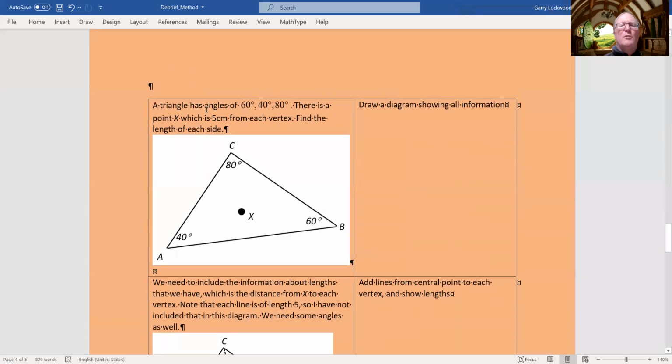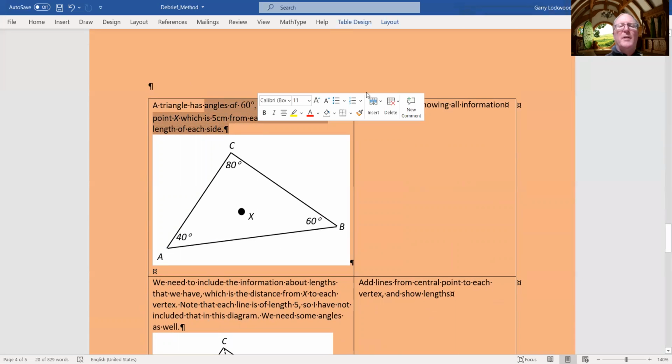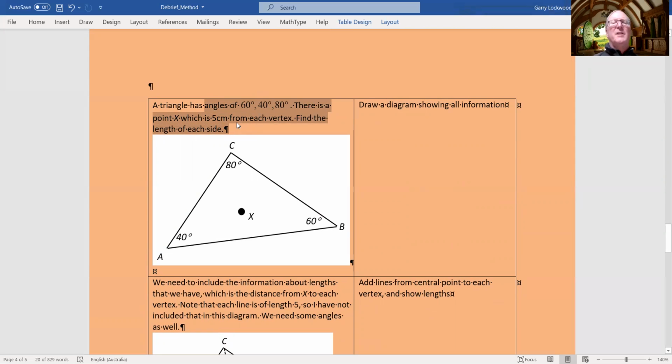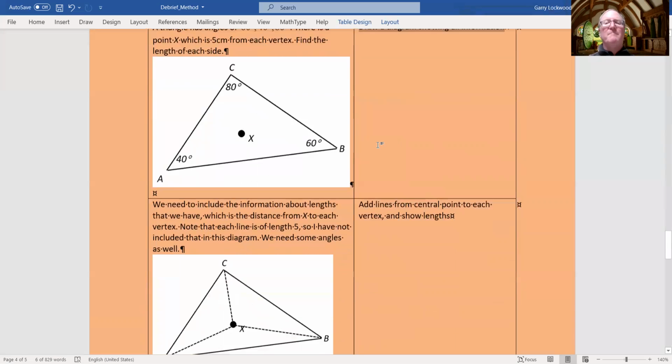So we've got a triangle with angles of 60, 40, and 80 degrees. There's a point X, which is 5 centimeters from each vertex, and we want to find the length of each side. There's a diagram. And so my first step is to draw a diagram showing all information. And at the moment, that's pretty much it.